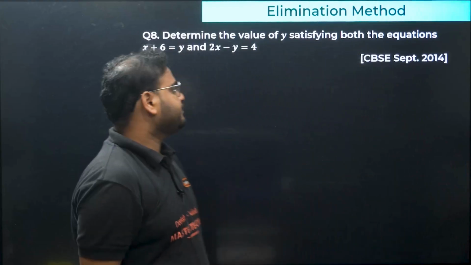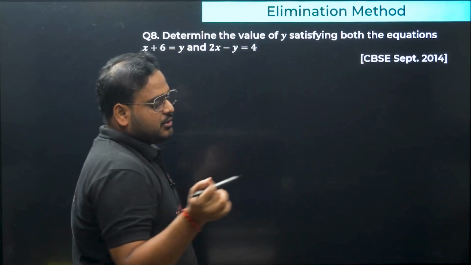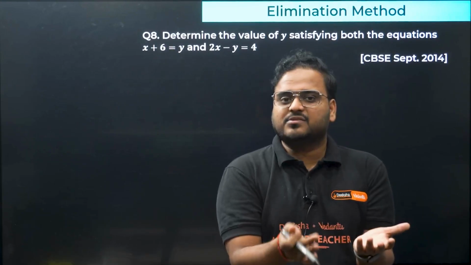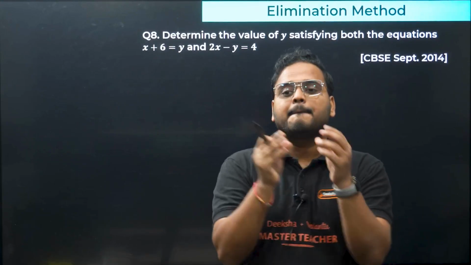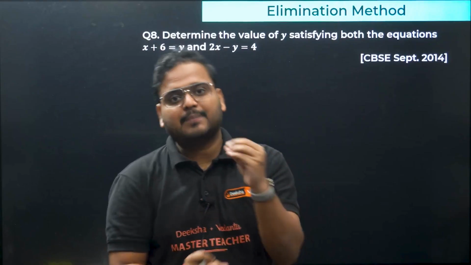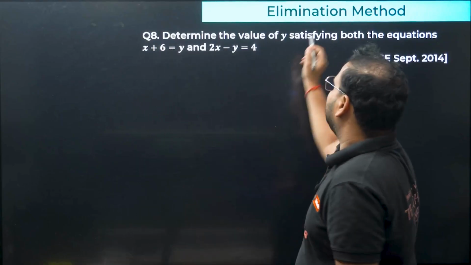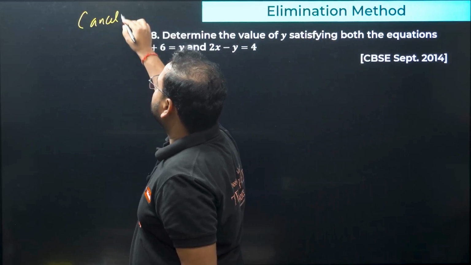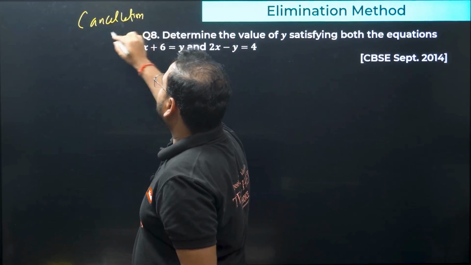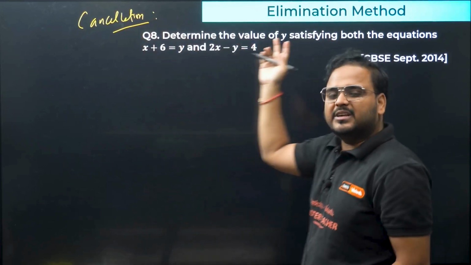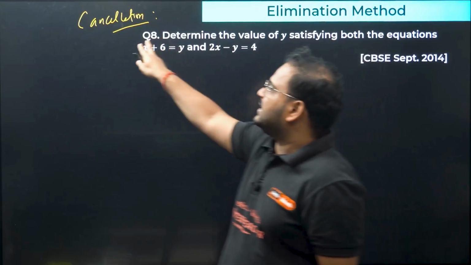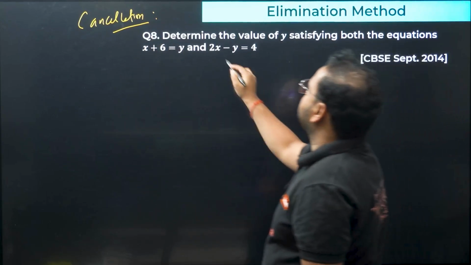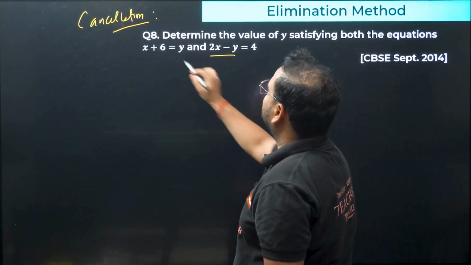Elimination method. Remember we used to basically eliminate only in the case of substitution method also. We used to eliminate one of the variables with the help of substitution. In this case, we're going to eliminate the variable with the help of cancellation. We call this the elimination method anyway, but yes, that is basically a cancellation method. We're going to cancel one of the variables out there. Have a look.